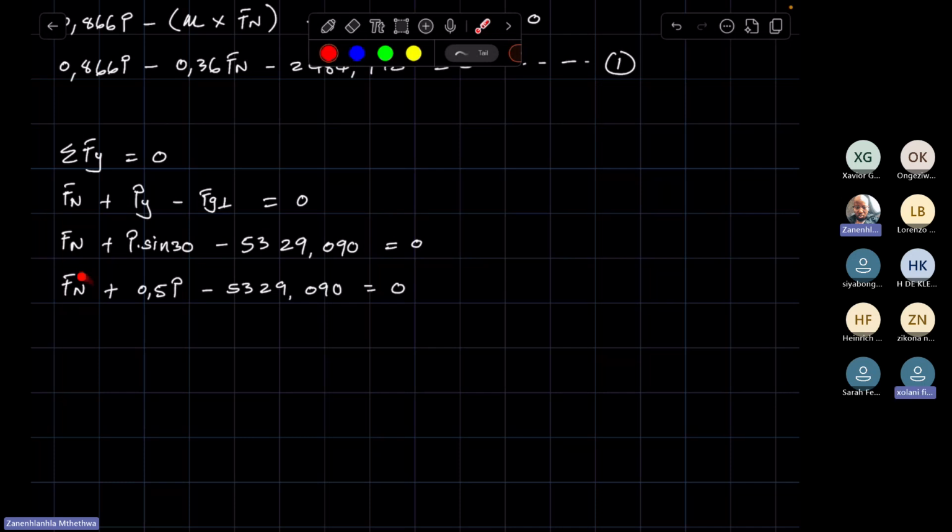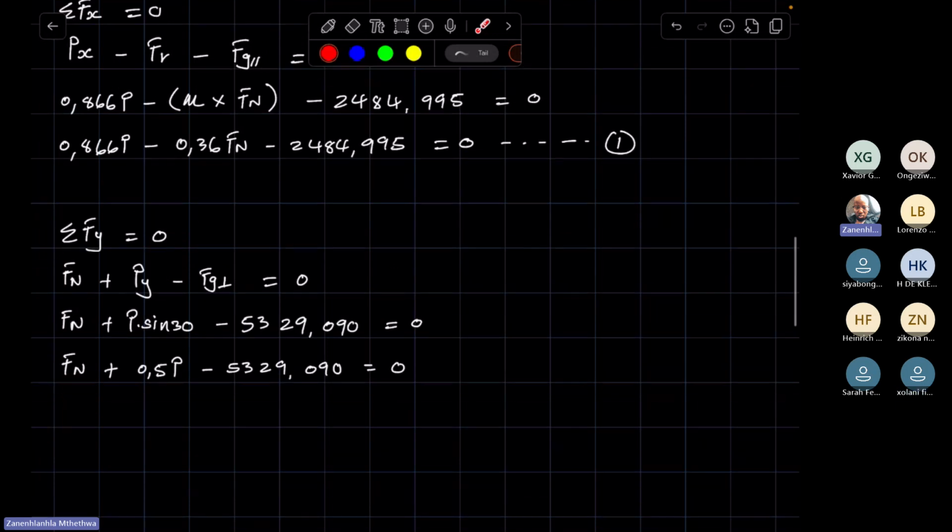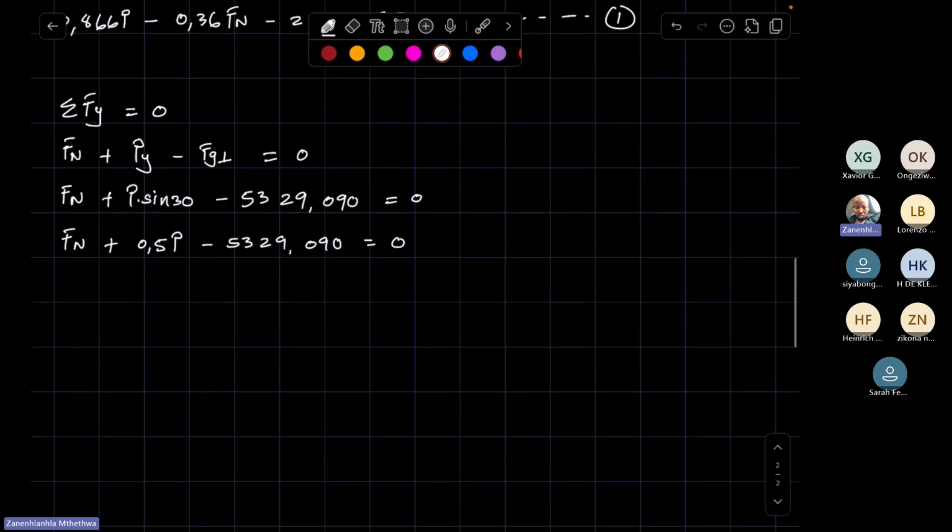That way, you can simply take the second equation and substitute it in the first, right? Once that is done, the only unknown will be force P, which is what we are looking for. So here, we make the normal force the subject of the formula. So you take both of these terms and transpose them to that side.